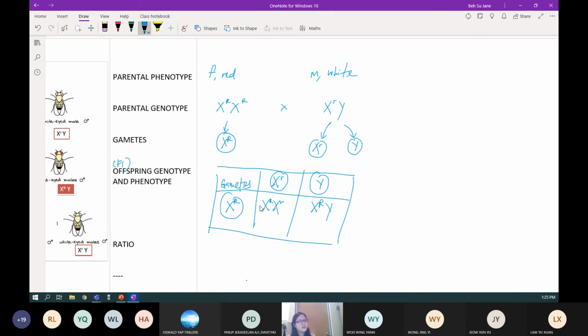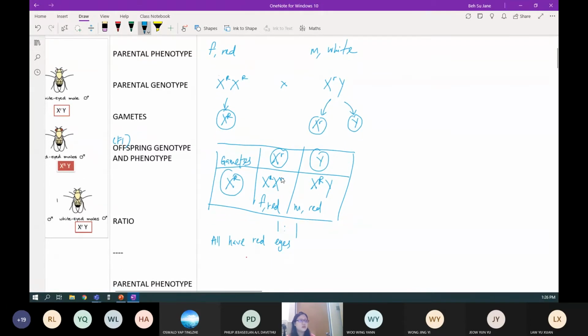The table is saying it. All right, so this is red and female, female red. And this is male red. So what's the ratio or probability? You can say it's a 1-to-1 ratio, and you can say all have red eyes. Very interesting. You can see how the recessive allele here is masked by the dominant allele here.